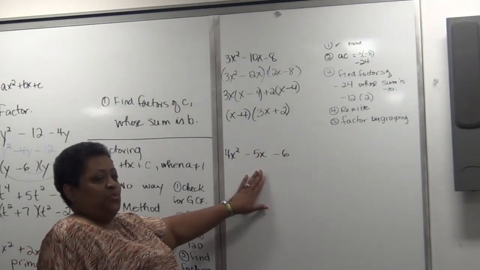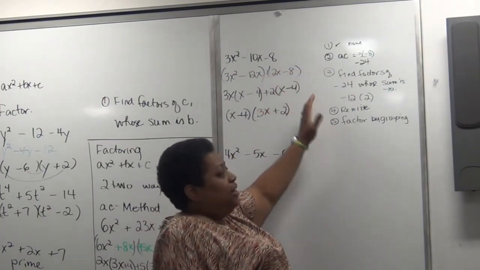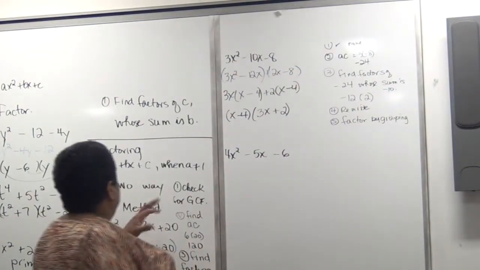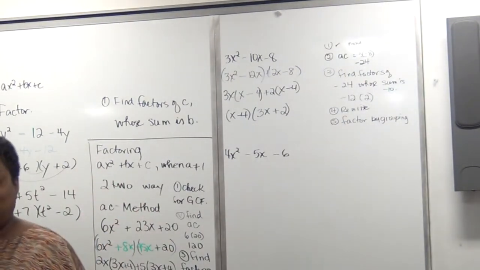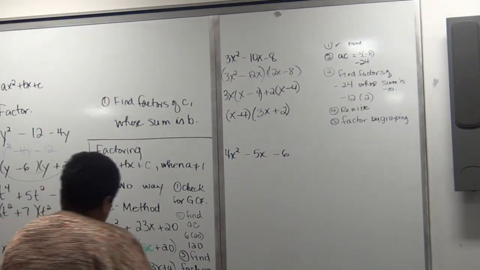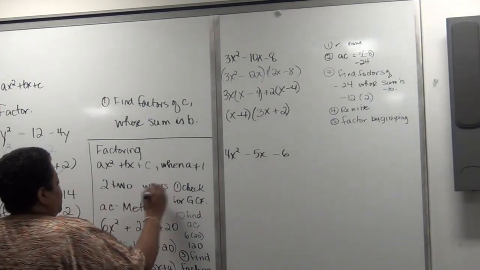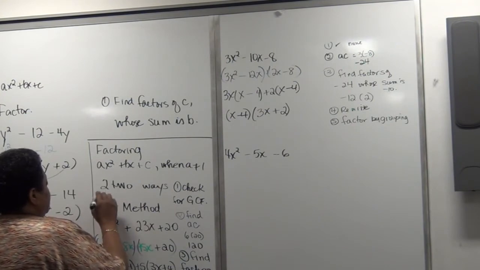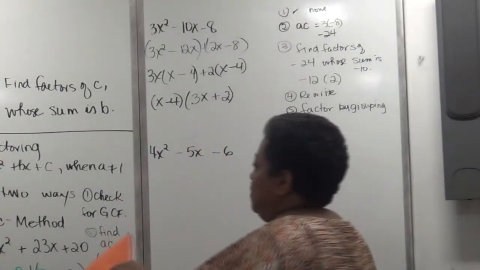Let's try this one without me, following the 5 steps. Then I'm going to show you another way to do the same type of problem, which you don't have to use all those steps. You can see right here, 2 ways. This is number 1, the AC method.